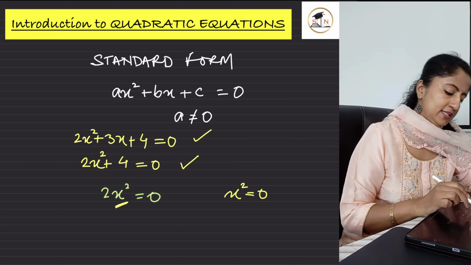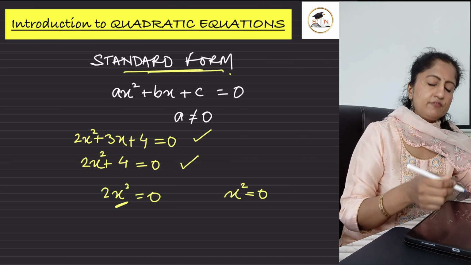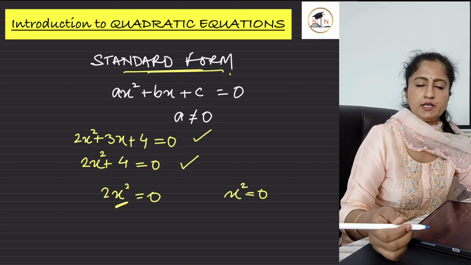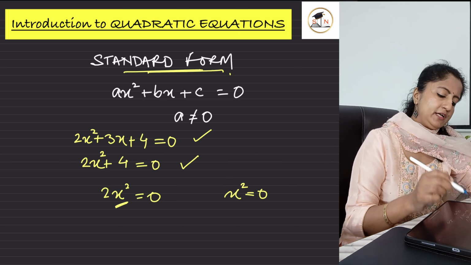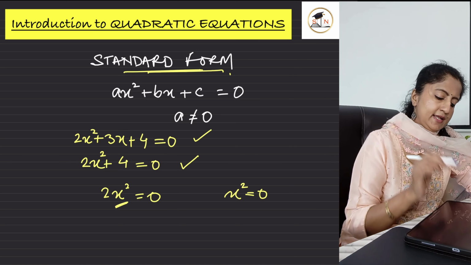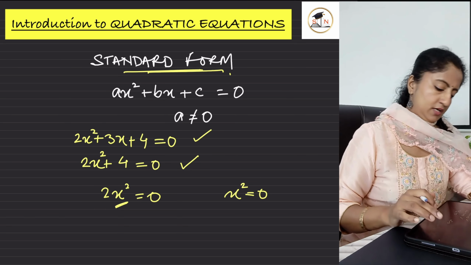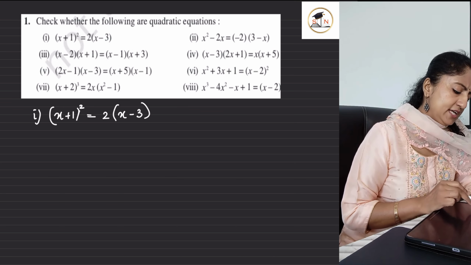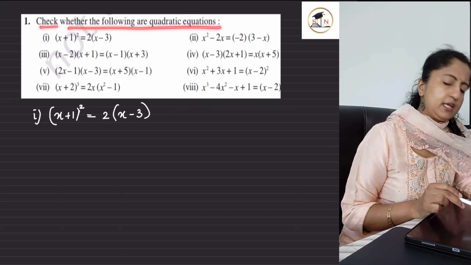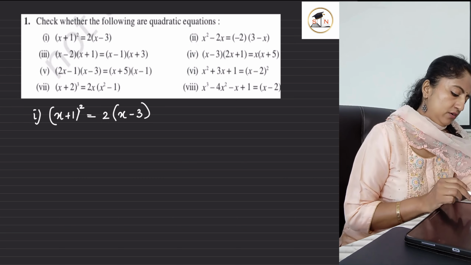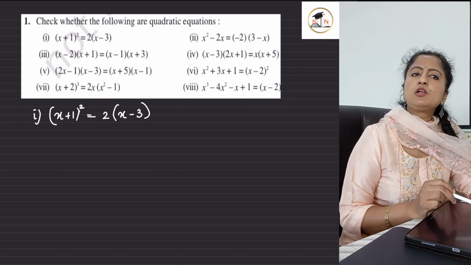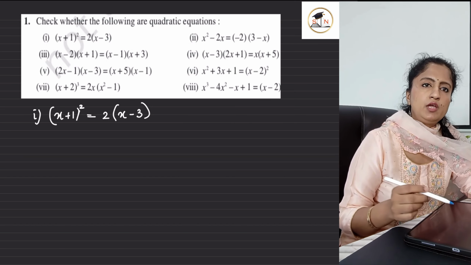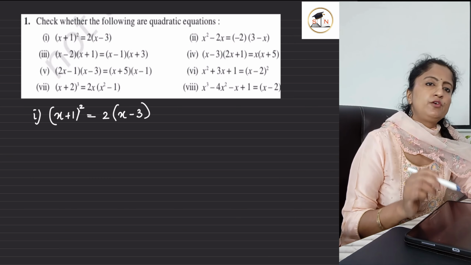Okay. So this was the standard form, and standard form is necessary to know because later on we will be learning the formulas with respect to quadratic equations, which will be applied only on the standard form, right? And hence we need to learn that. Now, moving on. There is a question in NCERT which says check whether the following are quadratic equations or not. Okay. Now, there are so many parts to it, but over here in this video, we will be doing a few of them so that we get to know whether a particular equation is a quadratic or not.